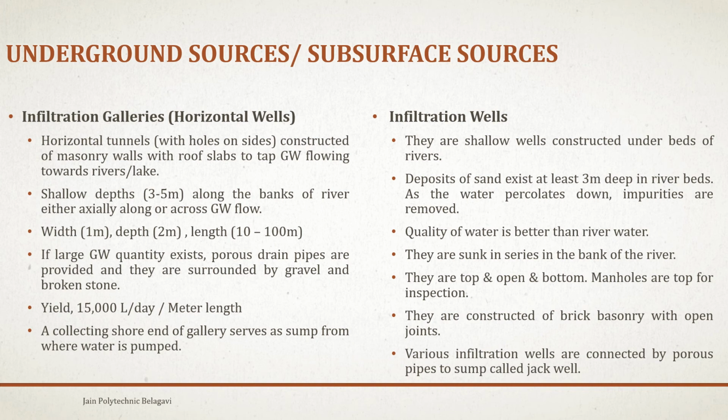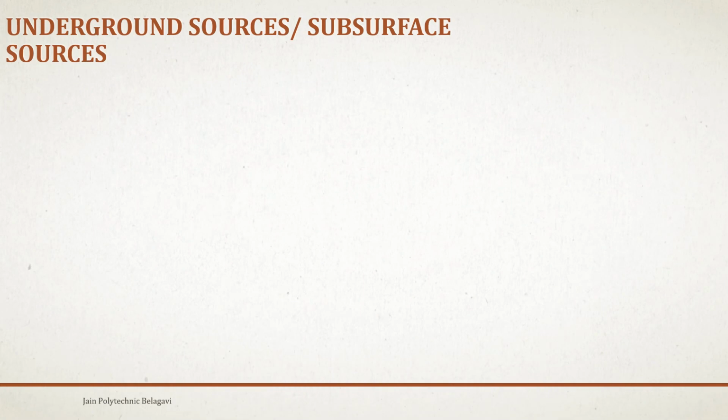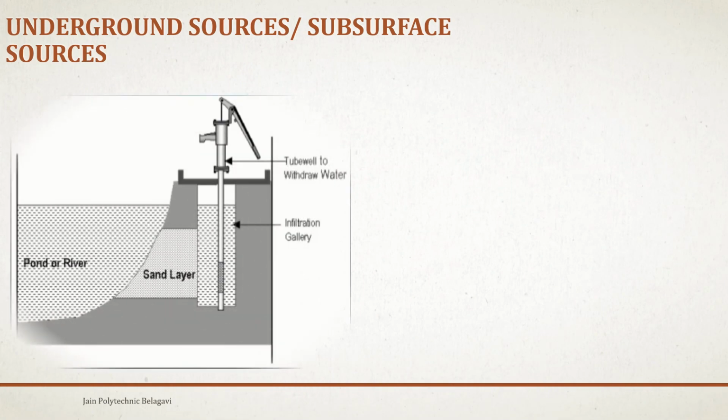They are open at top and bottom. Manholes are at the top for inspection. They are constructed of brick masonry with open joints, and the infiltration wells are connected by porous pipes to a sump called a jack well. So now we'll see how this construction is done.